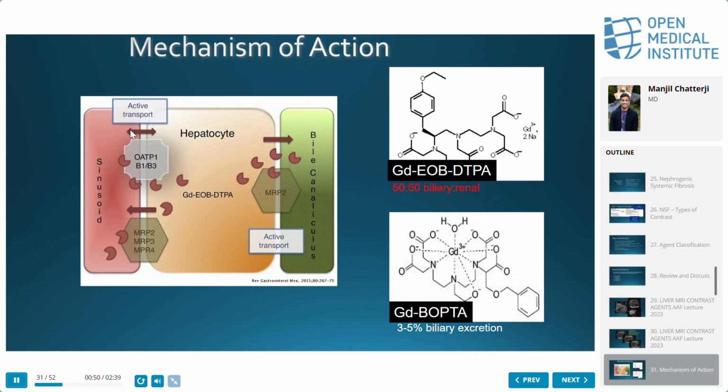And then there's another transporter called MRP2 that then will transport it back into the bile ducts. Okay, so does that make sense? So there's a first transporter to move the Eovist from the bloodstream into the liver, and then another one to then excrete it into the bile. And so that can help you think about which pathogeneses of the liver have these transporters to transport the Eovist and then also excrete it.